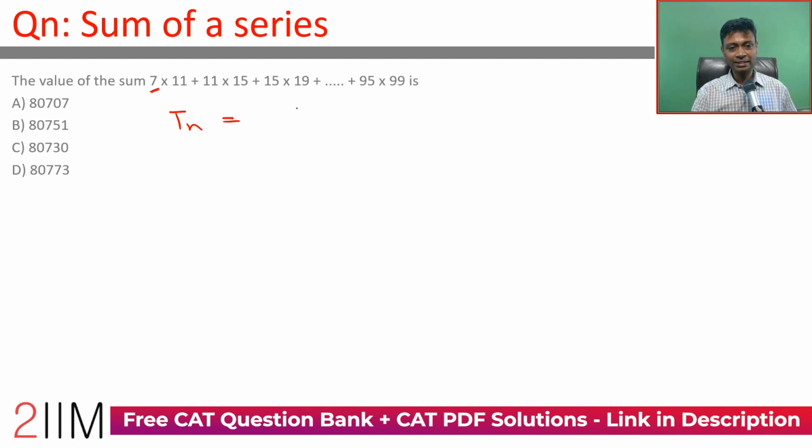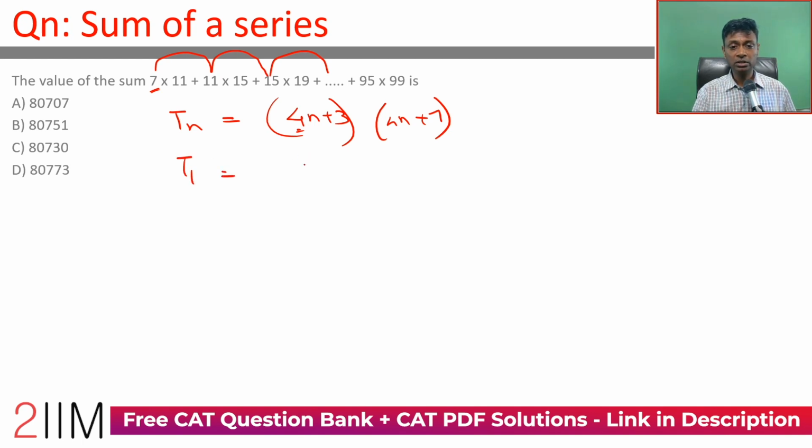So we can write each term as 4n plus 3 into 4n plus 7. Why am I choosing 4n? Because from 7 I go to 11, 11 I go to 15, 15 I'll go to 19. So my step size of my defining term is in steps of 4. When I go from one term to the next term, my term has to go up by 4. That means I need to have a 4n sitting there. So the nth term of this expression is 4n plus 3 into 4n plus 7.